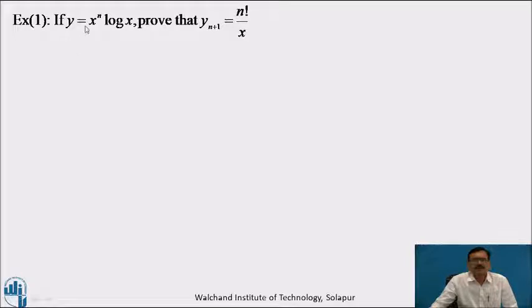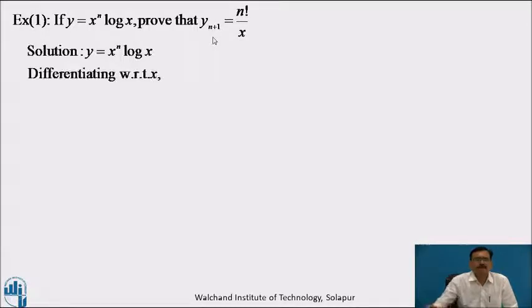If y equal to x raised to n into log x, then prove that y suffix n plus 1 equal to n factorial divided by x. Here suffix denotes the order of the derivatives. Now here y equal to x raised to n log x. First we will differentiate the given function once with respect to x, because here we have to find the n plus 1 derivative.